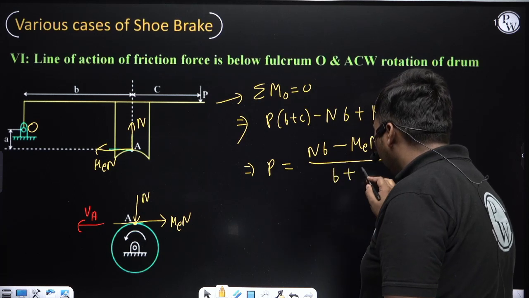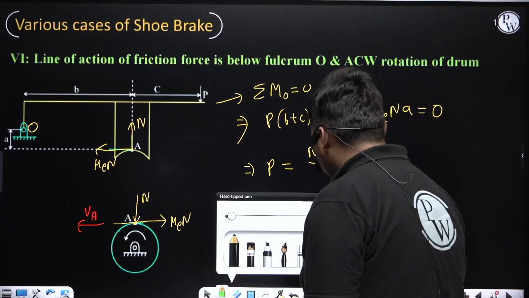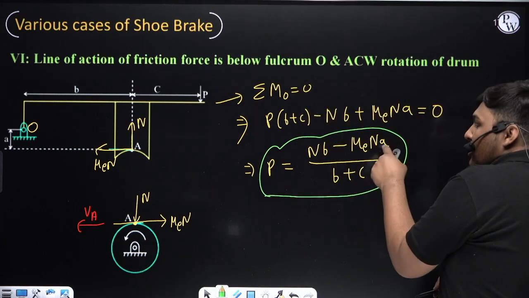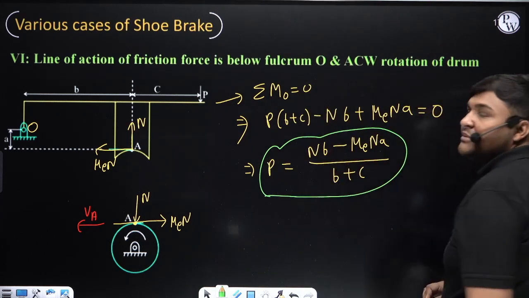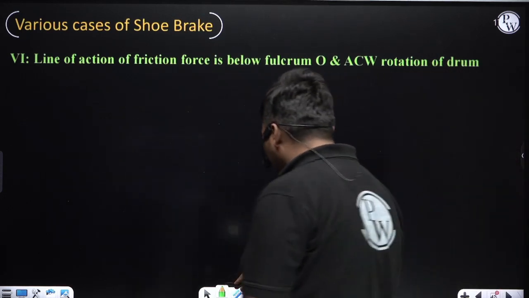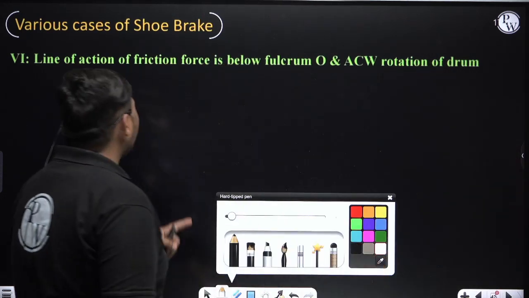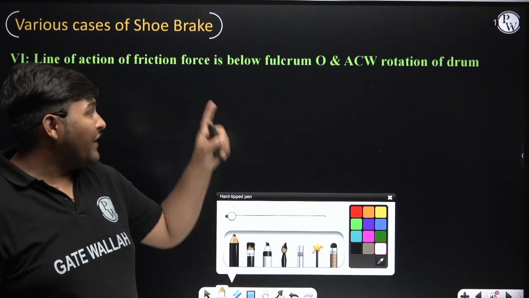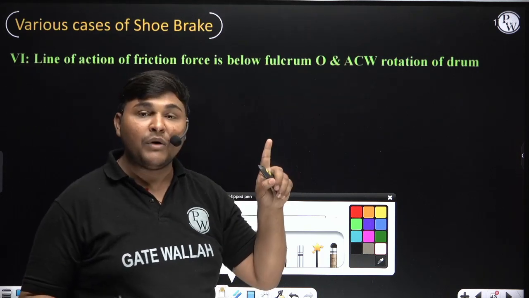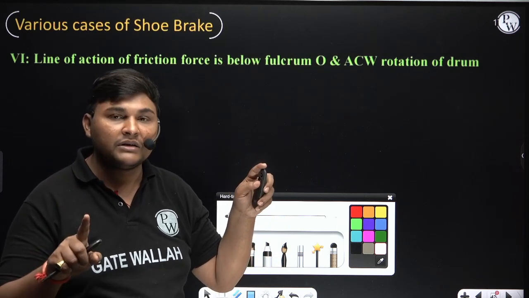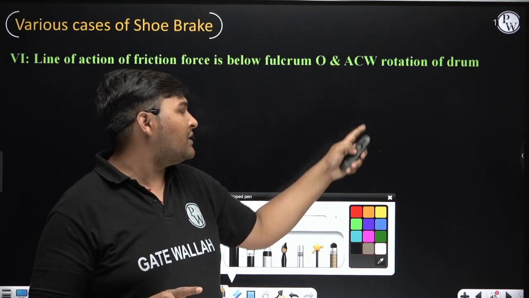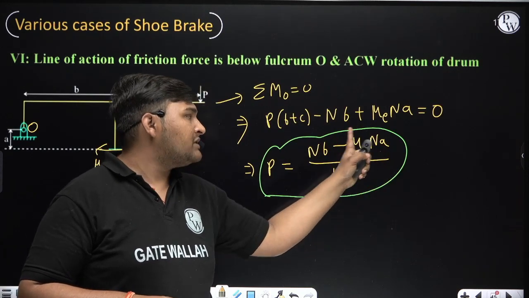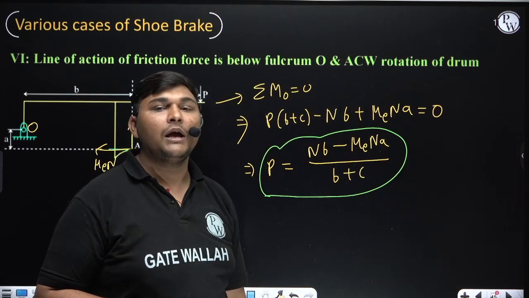Now what conclusion can we make? See this relation carefully. In this relation, friction is reducing braking effort because it is coming with a minus sign. Means can I say this brake is a self-energizing brake? Which brake? When line of action of friction is below fulcrum O and drum is rotating anti-clockwise. When in this case drum was rotating clockwise, we concluded the brake was not self-energizing. But in the same case, when drum is rotating anti-clockwise, what conclusion have we made? It is a self-energizing brake because friction is reducing braking effort.